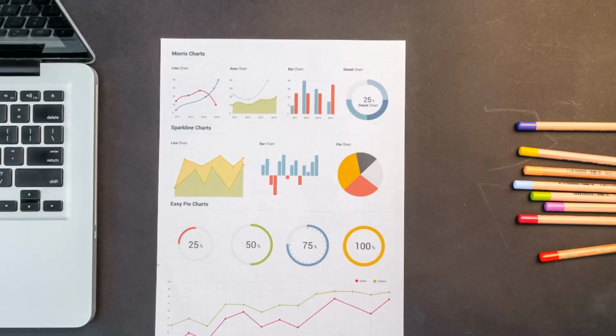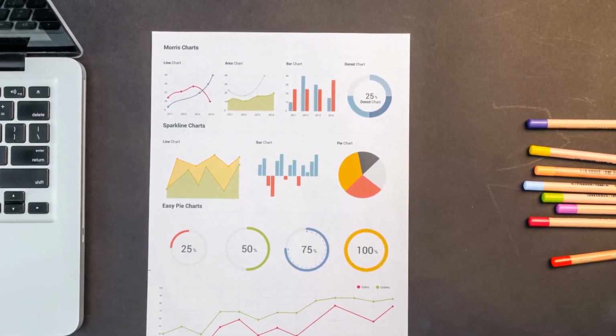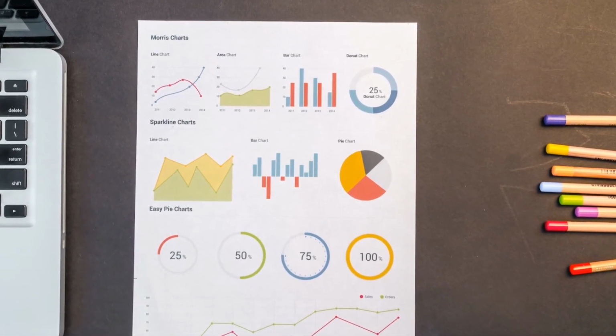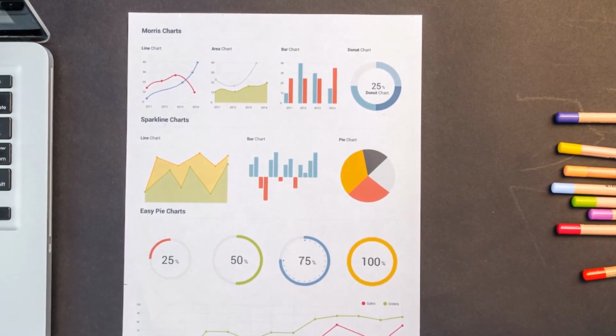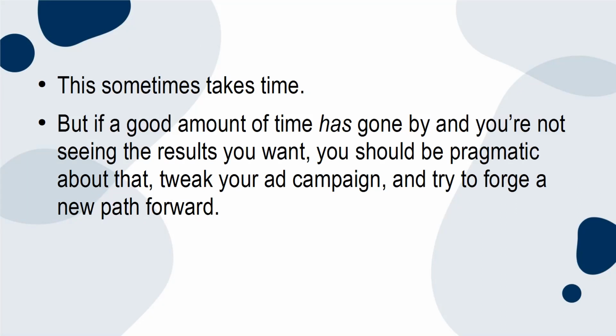Another tip to always keep in mind is that you should monitor your results, but also always be realistic. You may have created a killer ad and distributed it across all your social media platforms, but don't expect overnight success. This sometimes takes time. But if a good amount of time has gone by and you're not seeing the results you want, you should be pragmatic about that. Tweak your ad campaign and try to forge a new path forward.